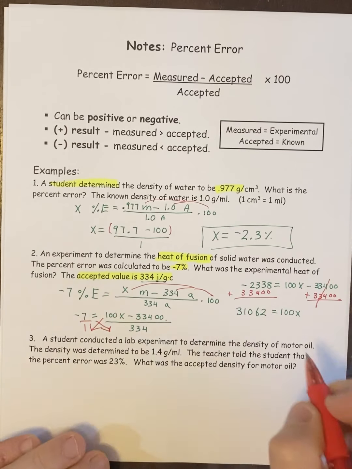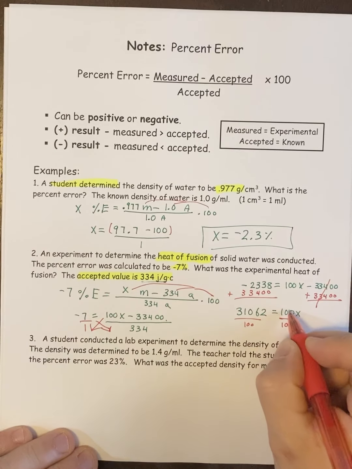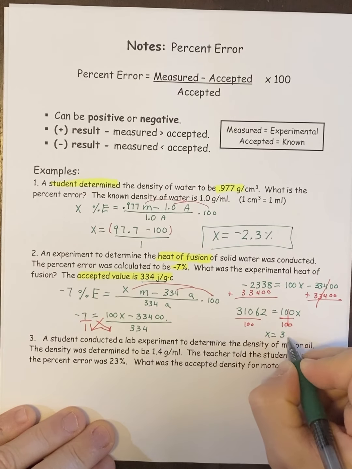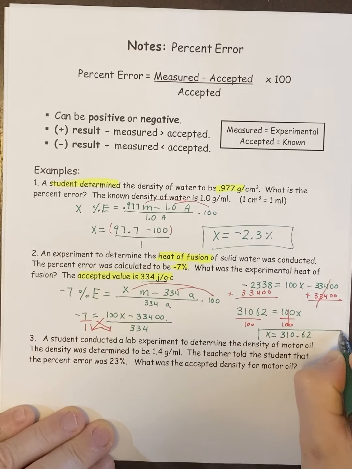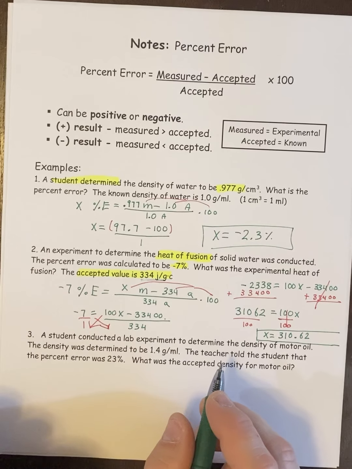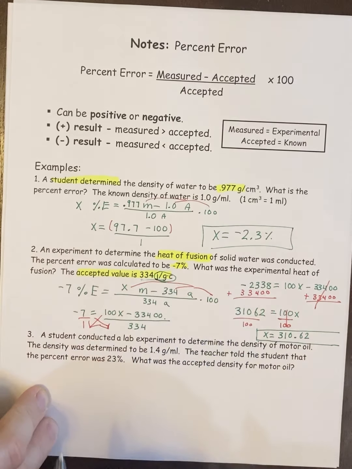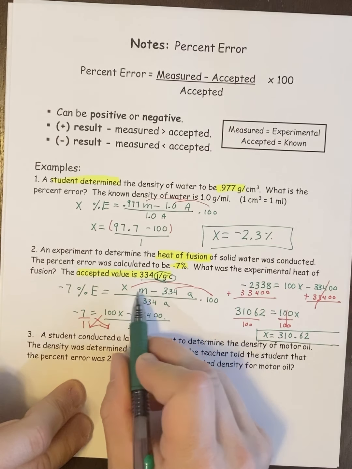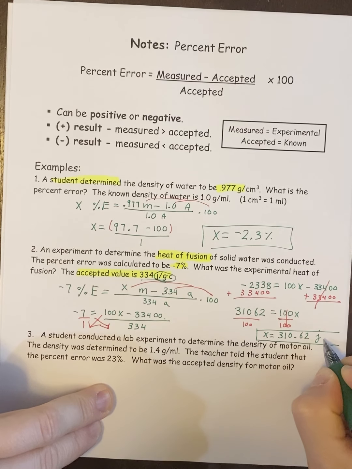Then I'm going to divide to get x alone, and I'm going to get x equals 310.62. The common question is, well, what units would it be? Well, here's the thing. Even if you don't understand the units, we know that the accepted value has units that were joules/g°C, and we know that we subtracted measured and accepted, right? So therefore, they have to be the same units.